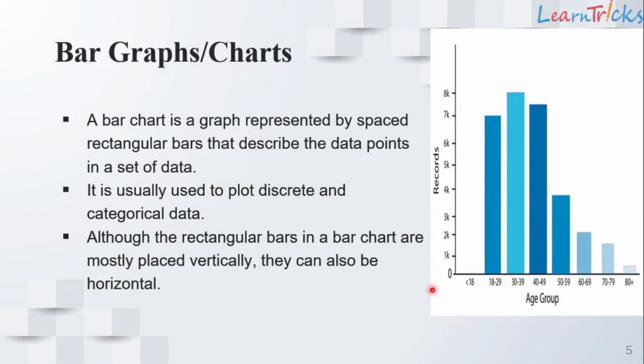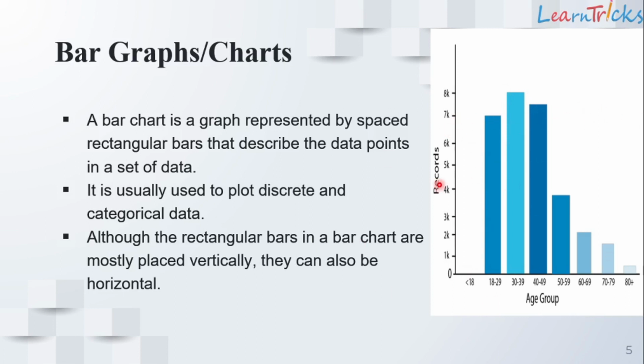Then the next type of graph is the bar graph or bar chart. A bar chart is a graph represented by spaced rectangular bars that describe the data points in a set of data. It is usually used to plot discrete as well as categorical data, and although the rectangular bars in bar charts are mostly placed vertically, they can also be placed horizontally. This means the bars can be plotted in horizontal orientation also.